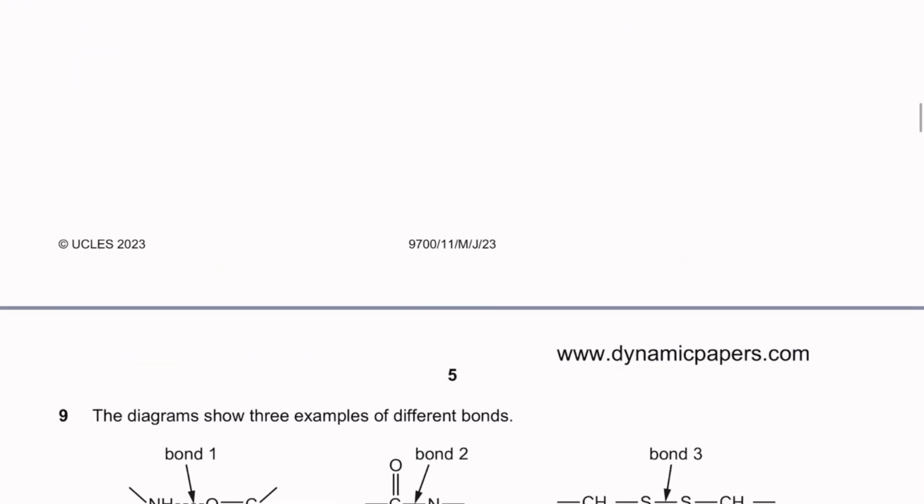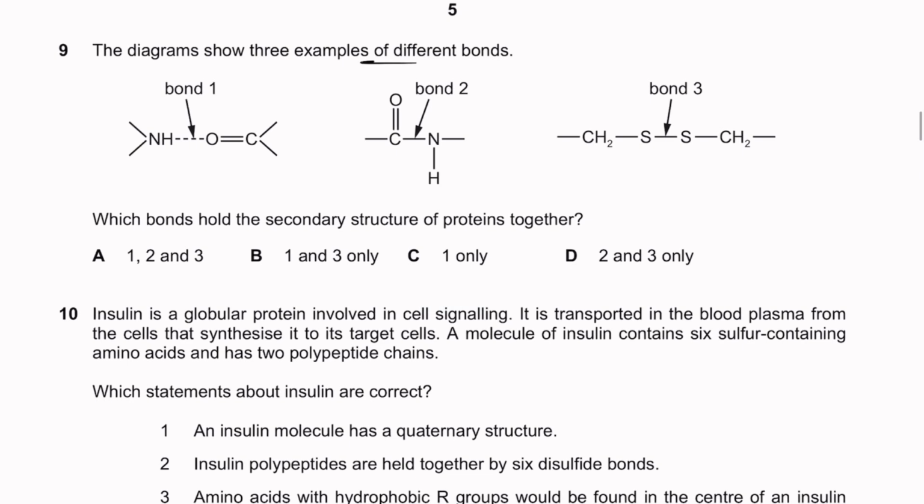C. Okay. The diagram shows 3 examples of different bonds. So you have bond 1, bond 2, bond 3, and it said which bonds hold the secondary structure of proteins together. Now, secondary structure is going to definitely be hydrogen bonds. So it's not bond 2 or bond 3. Bond 3 is a disulfide bond, and bond 2 here is a peptide bond. Bond 1 is the one between hydrogen and oxygen. It's the bond we're looking for, so it's 1 only.